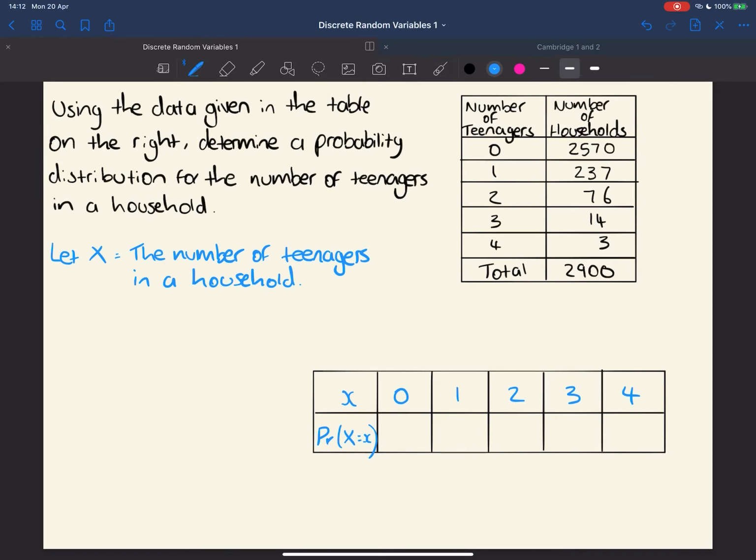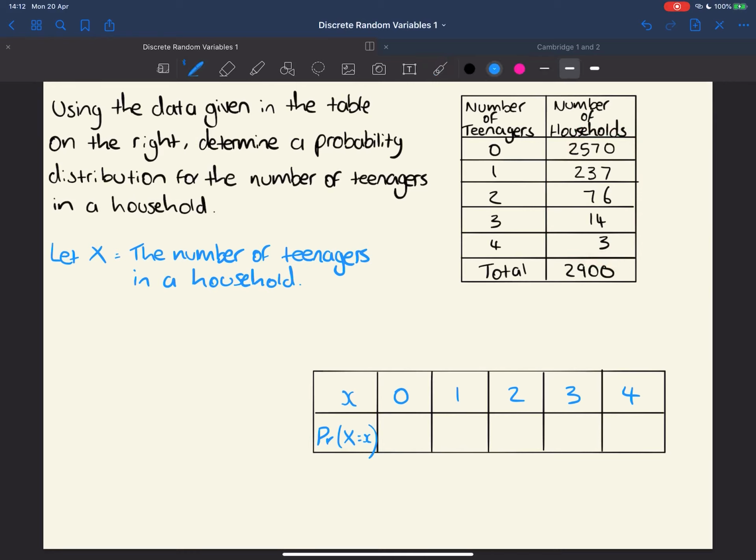What about the first one? What's the probability that there will be zero teenagers in a household? Well, I hope you can kind of understand this. It's basically, how many households are there with that, and then you divide by the total number of households, right? It's kind of like a percentage, except you just don't multiply by 100. You just find the ratio. So it's that divided by that, which we know the total is 2,900.